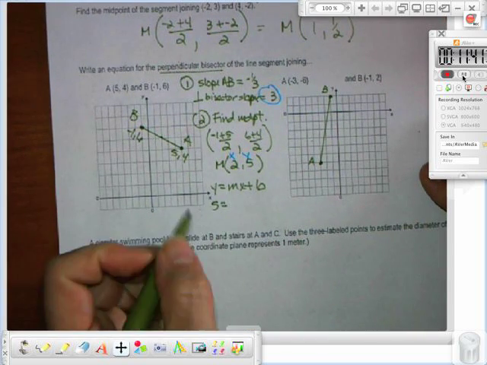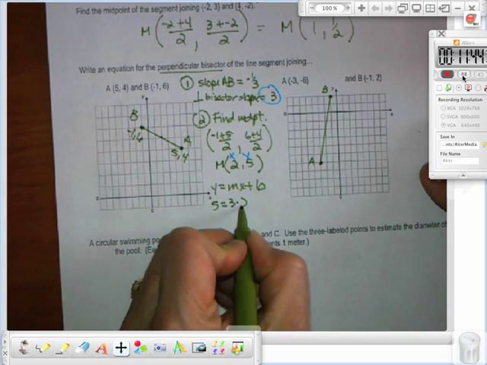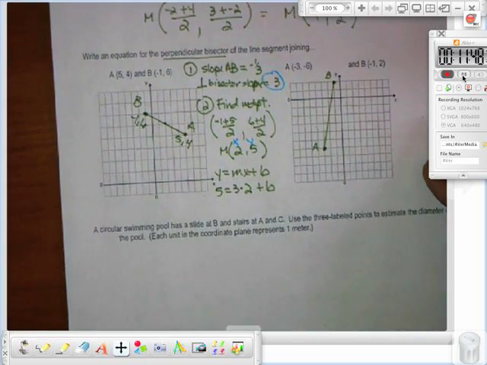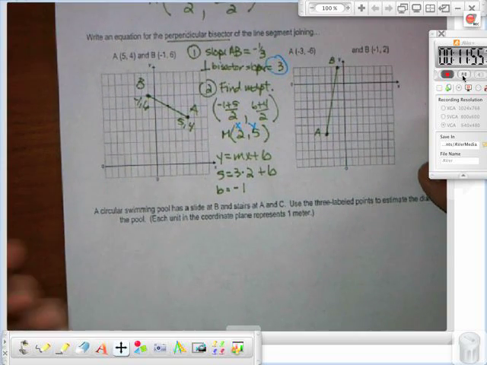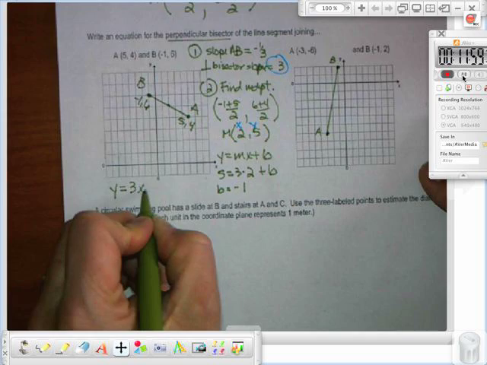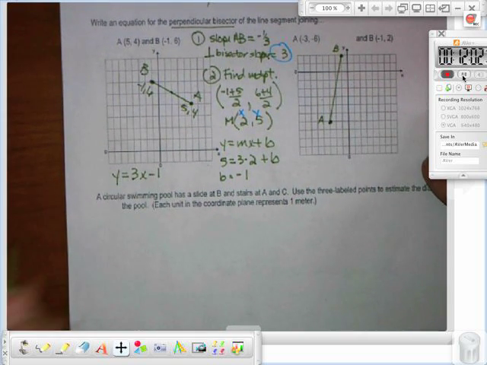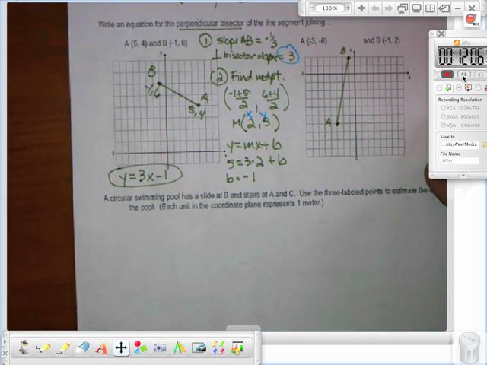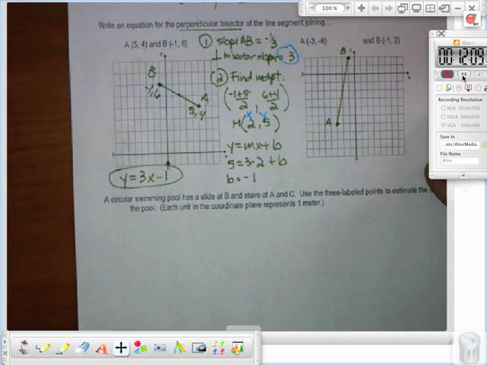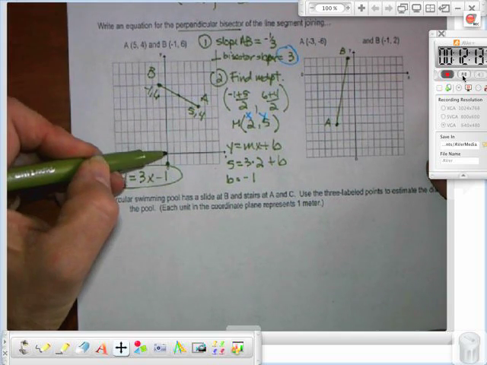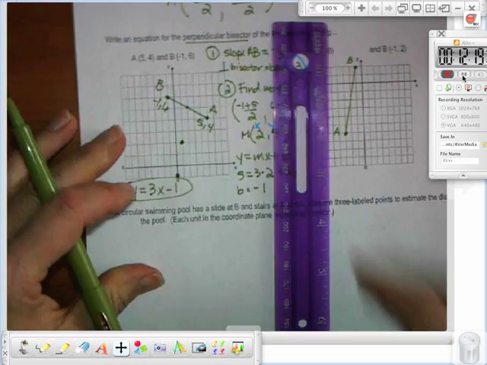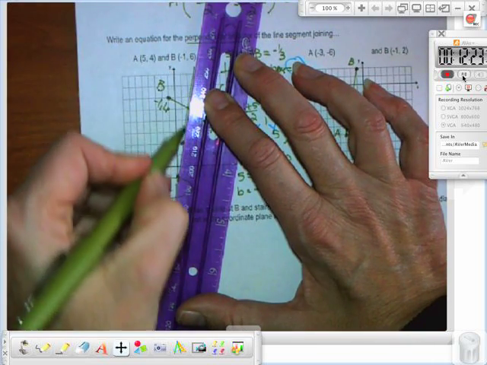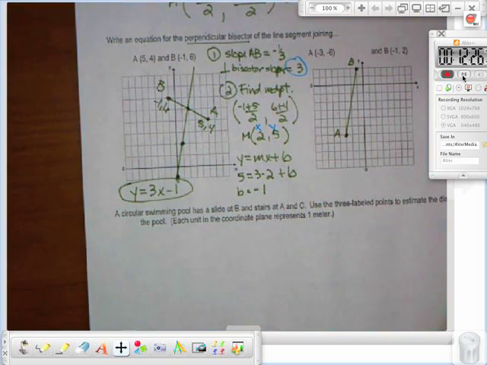5, that's my y coordinate, equals 3, my slope, times my x coordinate, plus b. And when I do the algebra here, I get b is equal to negative 1. And now I can just write the equation of the line of the perpendicular bisector right here. And I could go ahead and graph it even. I know the y-intercept is negative 1. And I know the slope is up 3, 1, 2, 3, over 1. And when I connect it, it really should go through the midpoint here, which it looks like it's going to. There you go. That would be the equation of the perpendicular bisector.